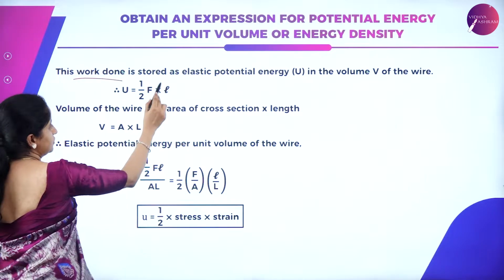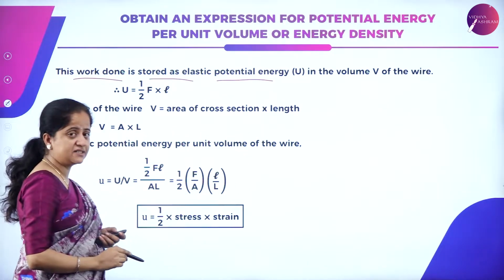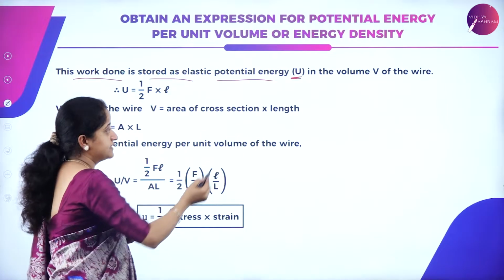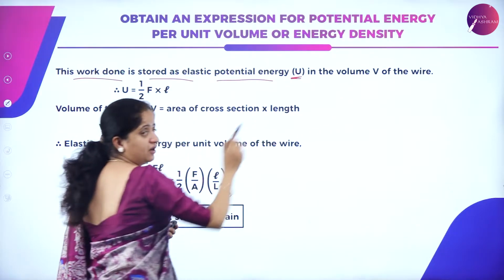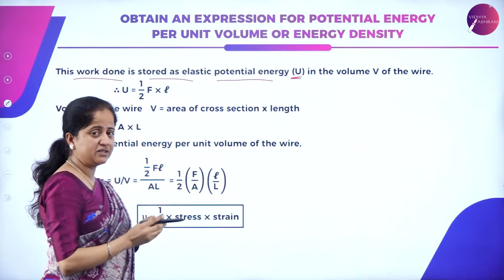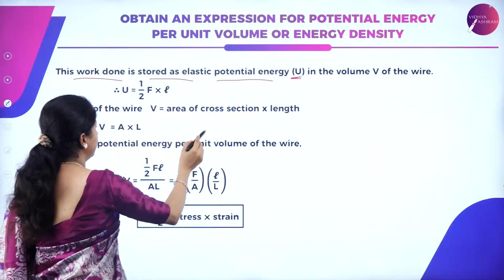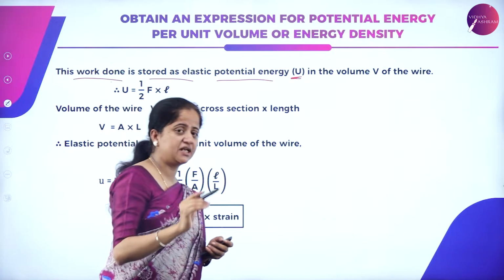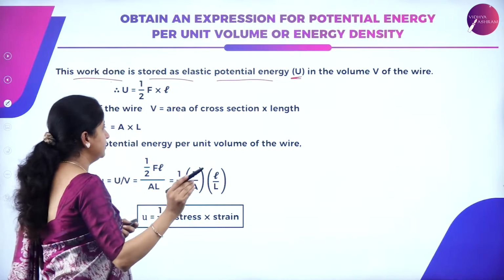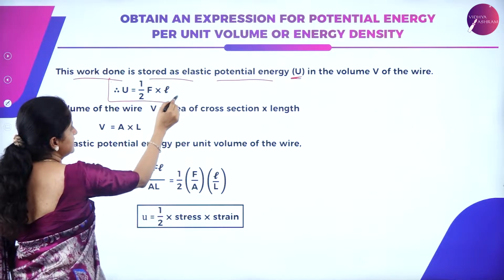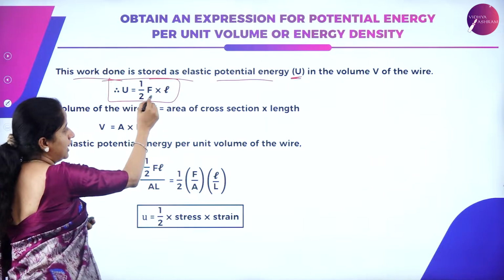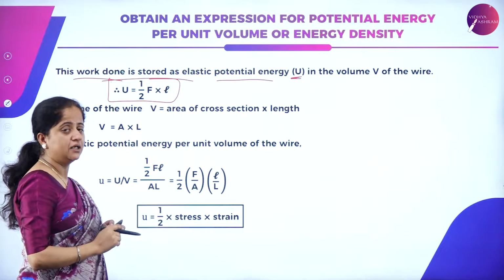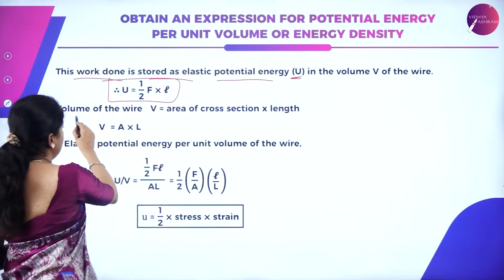The work done is stored as elastic potential energy is what we derived, which is nothing but U in the volume V of the wire. The wire will have some volume, so the work done is stored in the form of elastic potential energy in a wire whose volume is V. That expression is given by U is equal to half into F into L. This is what we derived. And volume of the wire.